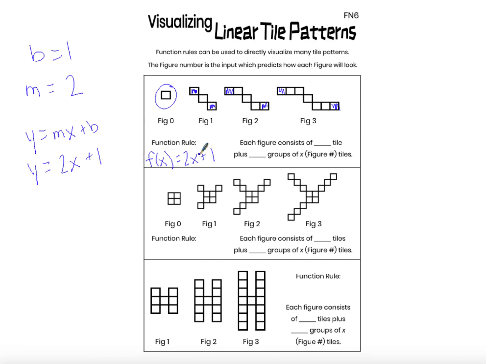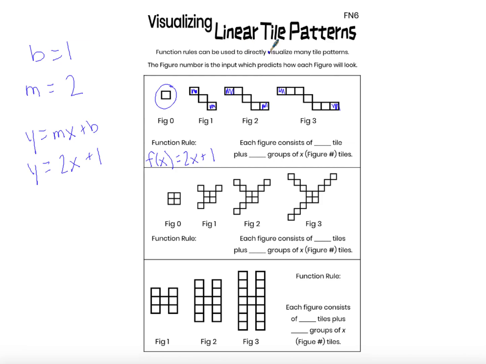Figure 2, 2 times 2 plus 1 is 5. My output, f of x, is 5 for figure 2. There's 5 tiles. My output for figure 3, x equals 3, 2 times 3 is 6 plus 1, giving me an output of 7 tiles for figure 3. So again, so far all that's changed is I'm using f of x for my output to show that y is a function of x, my input.